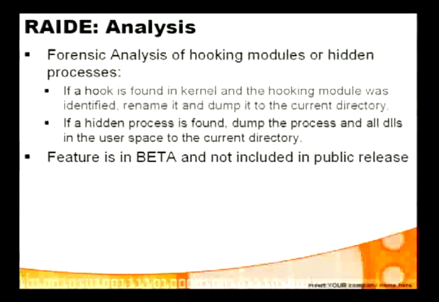So as I said, we allow the forensic analysis of hooking modules. If the hook is found in the kernel and the hooking module is identified, we give you the option of dumping it. However, as you can see at the bottom, this feature is in beta, and you'll see during the demo it doesn't work to its correct potential. It always finds the executable module, but we want to be able to dump the actual DLLs in the address space as well. So we're still working that out. It will not be included in the public release this week, but it will be included later. We're not holding it because we want to sell it. We're holding it because it doesn't work correctly right now, or fully.